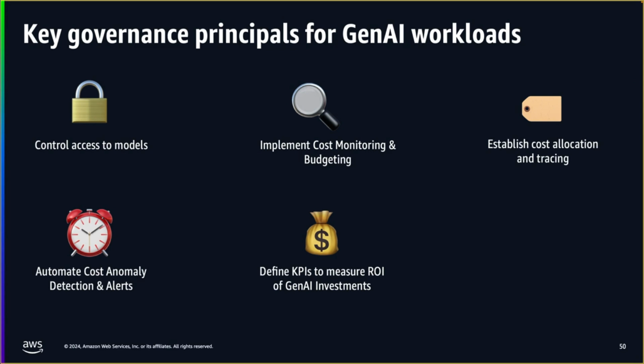Then very important is to have some cost anomaly detection in place, and alerts, right? Because budgets are one thing, so you set some threshold boundary for your usage, but what if there is an unexpected spike which happens within your budget? Cost anomaly detection will help a lot here.